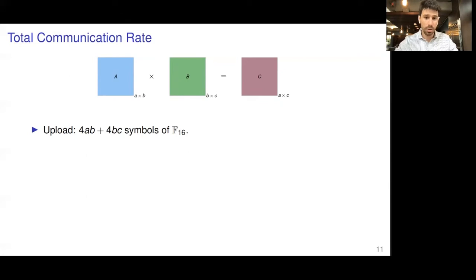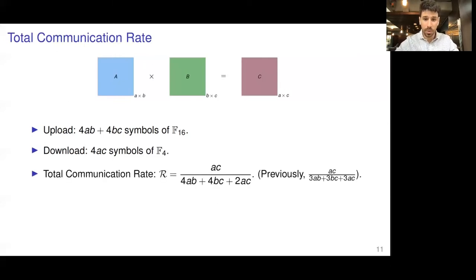The change will be for the download costs. In this case, each server sends the field trace of the evaluations of the polynomial h, downloading 4 times AC. Note that the download is in symbols of F4, the smaller field, whose symbol can be identified as half of each symbol of the extended field F16. The total communication rate will be given by this formula over here. Note that the upload is more expensive, while the download is less expensive.